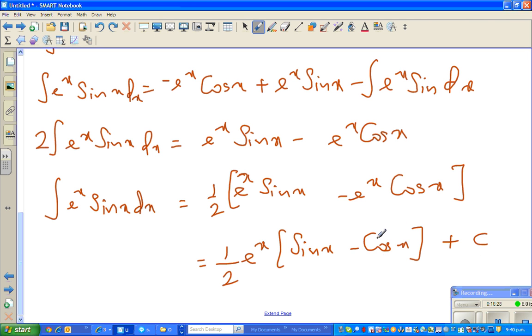Now you can check this by, if you differentiate this, try to do it yourself. If you differentiate this, you should get this.